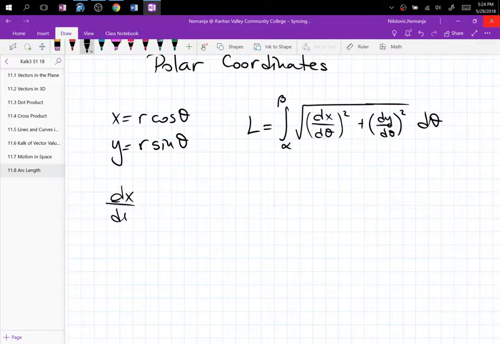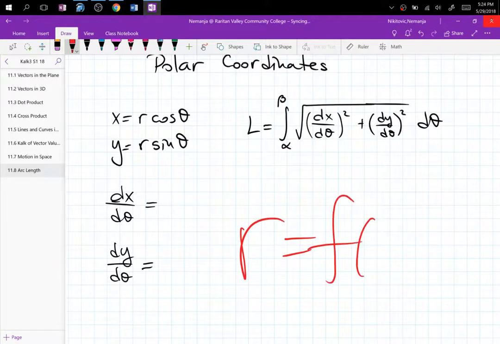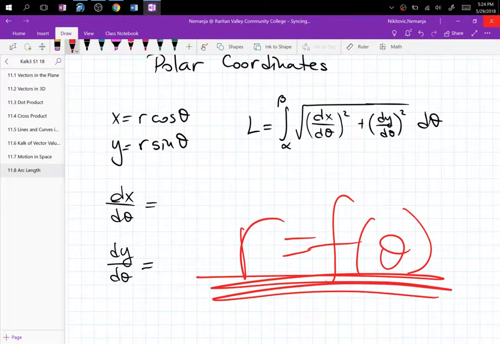dx d theta is and plug that in, and then figure out what dy d theta is and plug that in, and then shovel through algebra and simplify to get the equation. So we start by realizing that r is a function of theta.